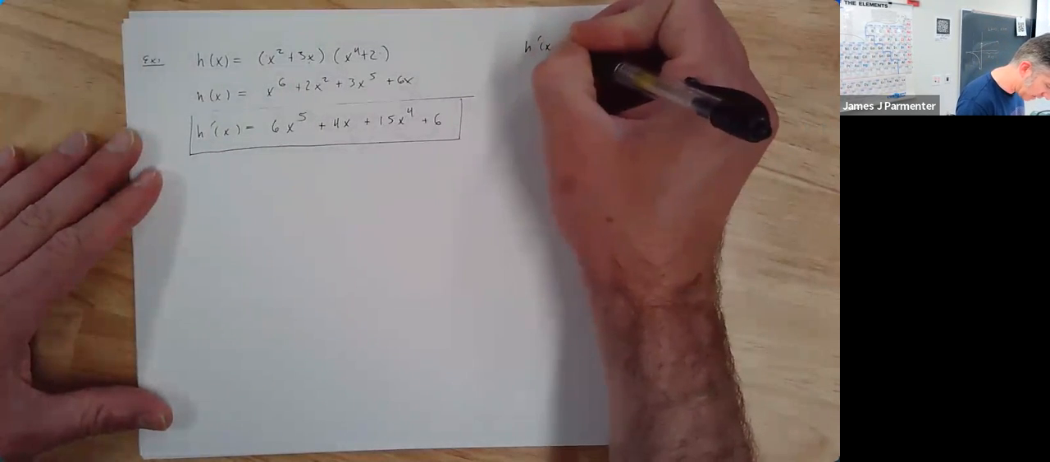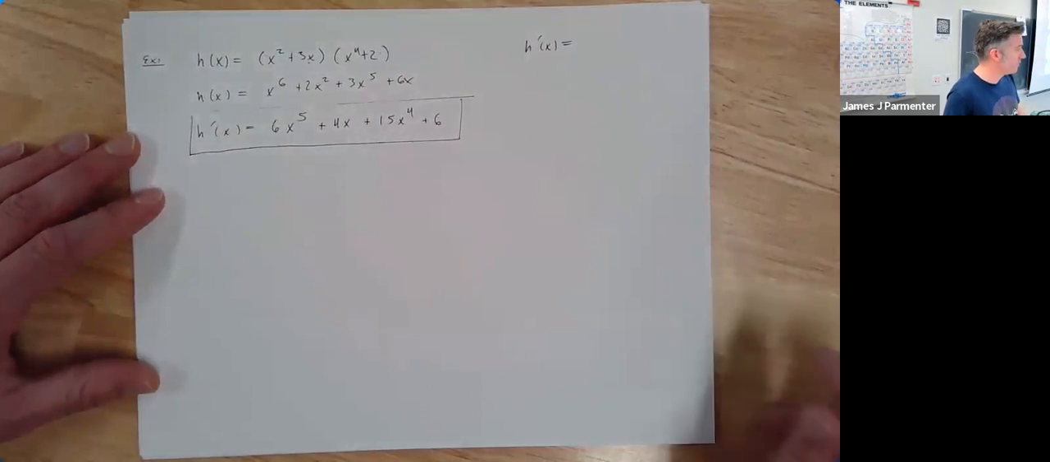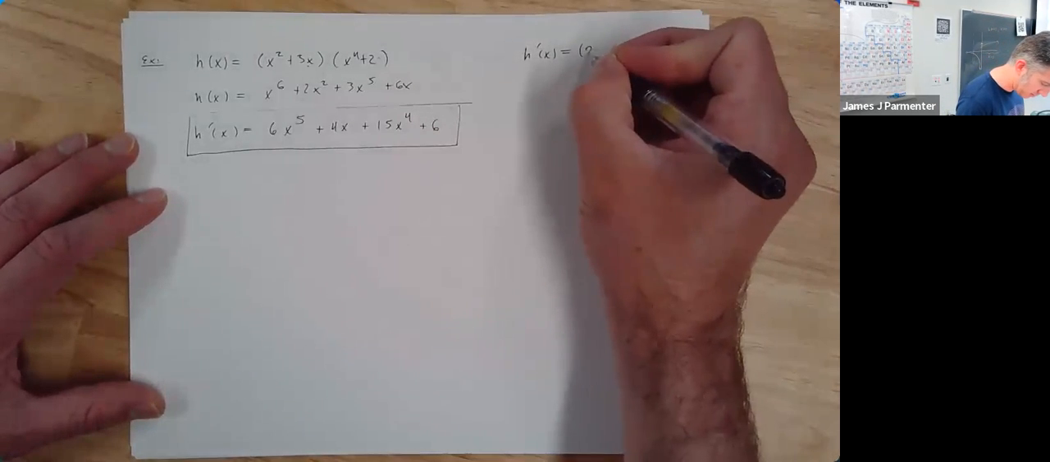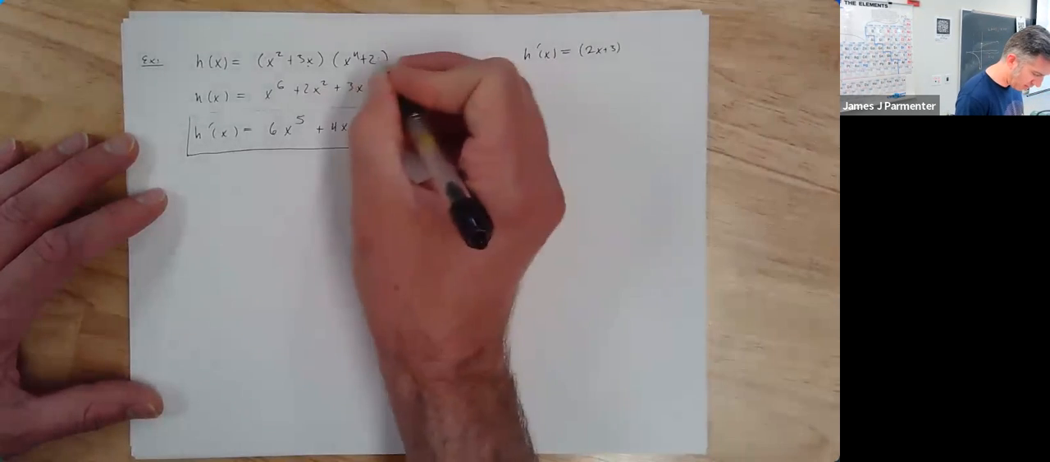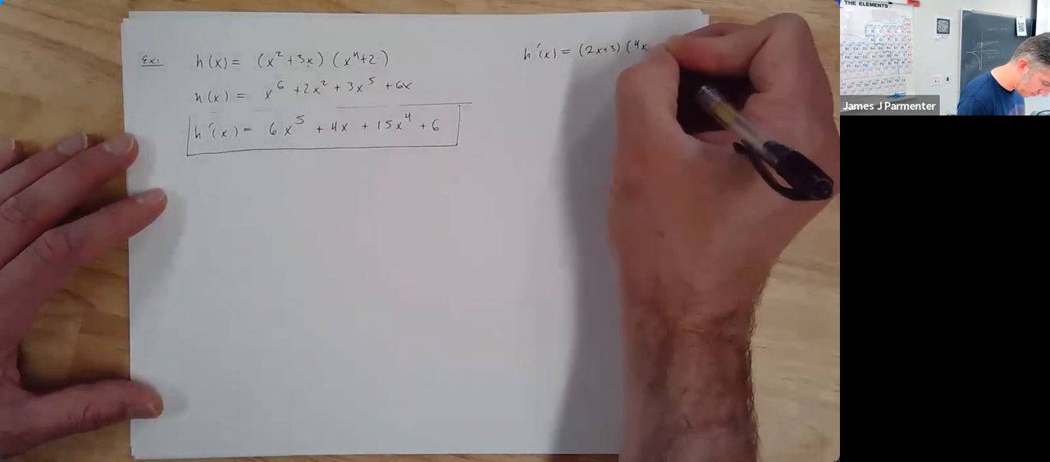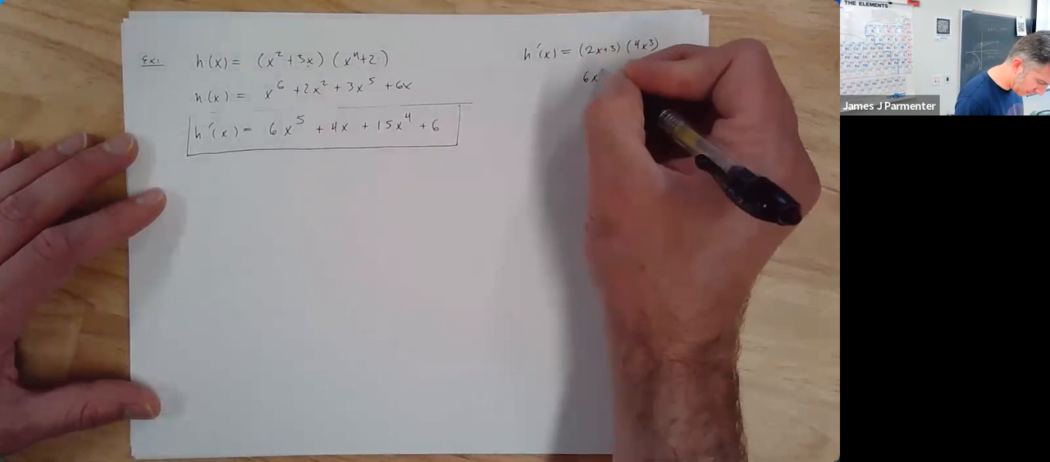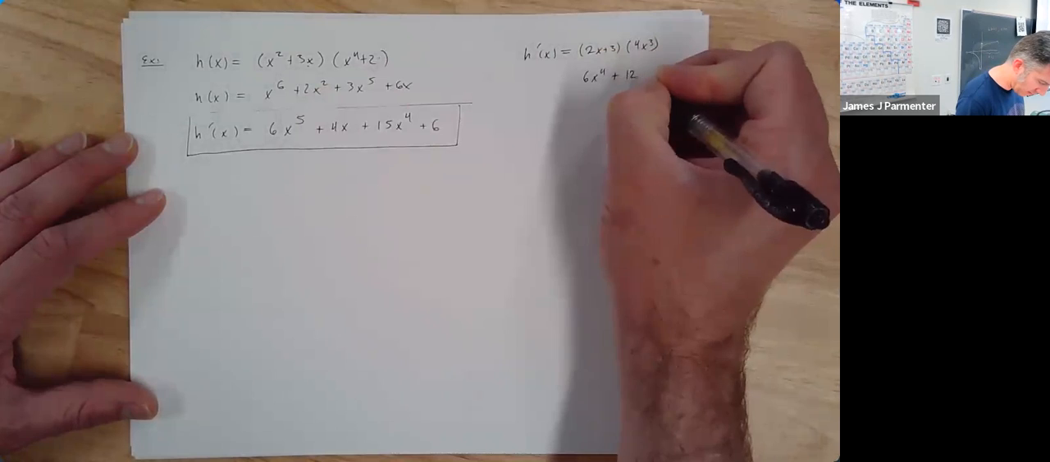h prime of x is not just the product of the derivatives here. You take the derivative of this first part, which is 2x plus 3, and the derivative of the second part, which is 4x cubed, and then multiply it out, you get 6x to the 4th plus 12x cubed.